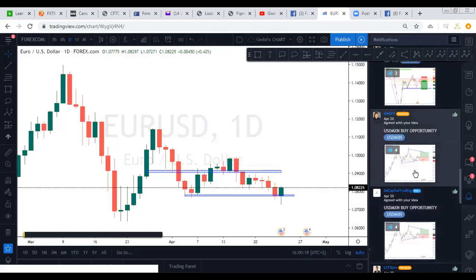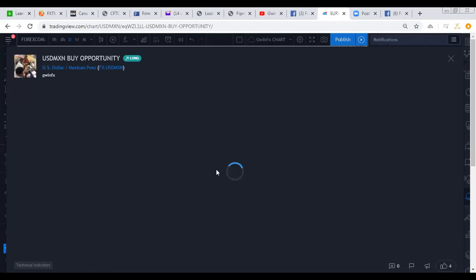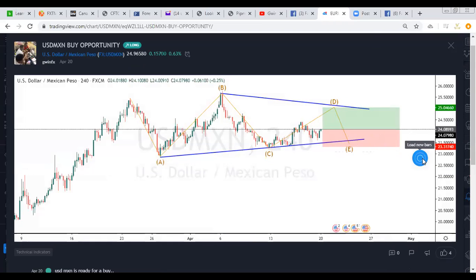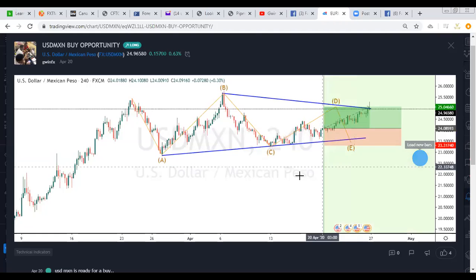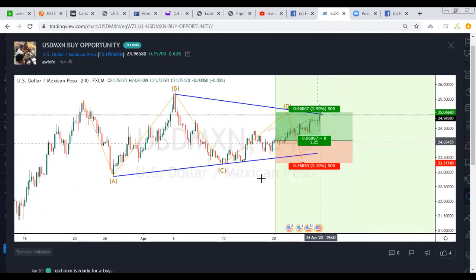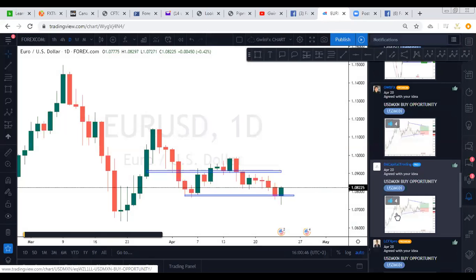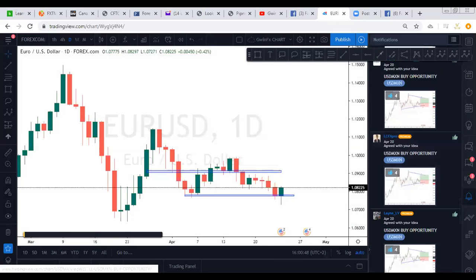We're talking about the USD Mexican peso. The USD Mexican peso has already hit our take profit. Let's see if that hit our take profit. Boom. Can you see that? This analysis was given on the 20th of April. It was a very cool one, and it was super sweet. So we took profit there on the USD Mexican peso.